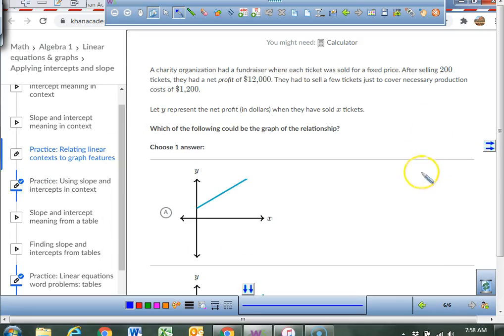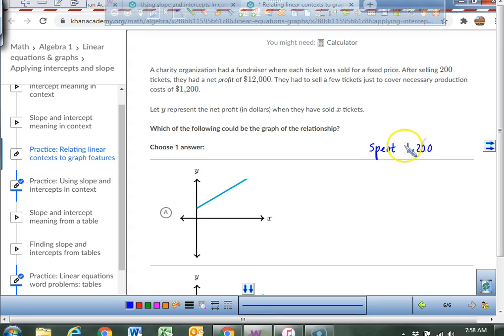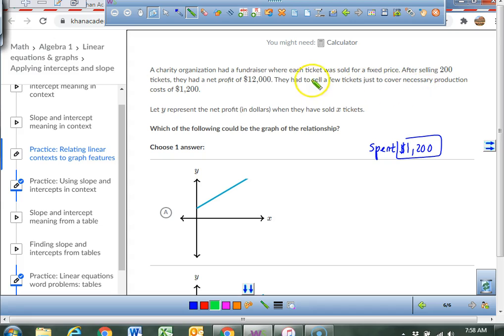Now, what does that mean? A production cost. That means you spent money. So if you spent $1,200 on something, okay? I'm going to highlight that because that's pretty important. They had to sell to cover the what? Production cost right there. So if you spend this amount, is that money that you have or money that you lost? Well, not lost, but don't have. It's money that you don't have. So think of it this way.